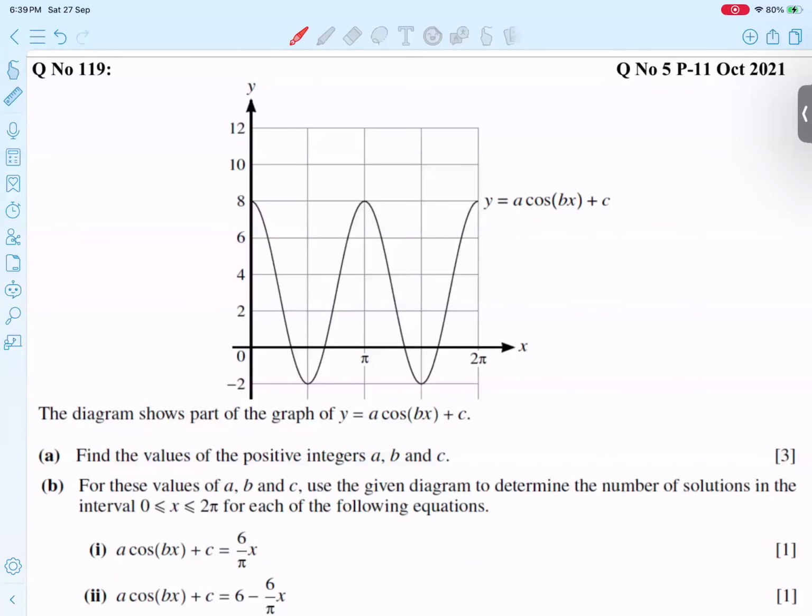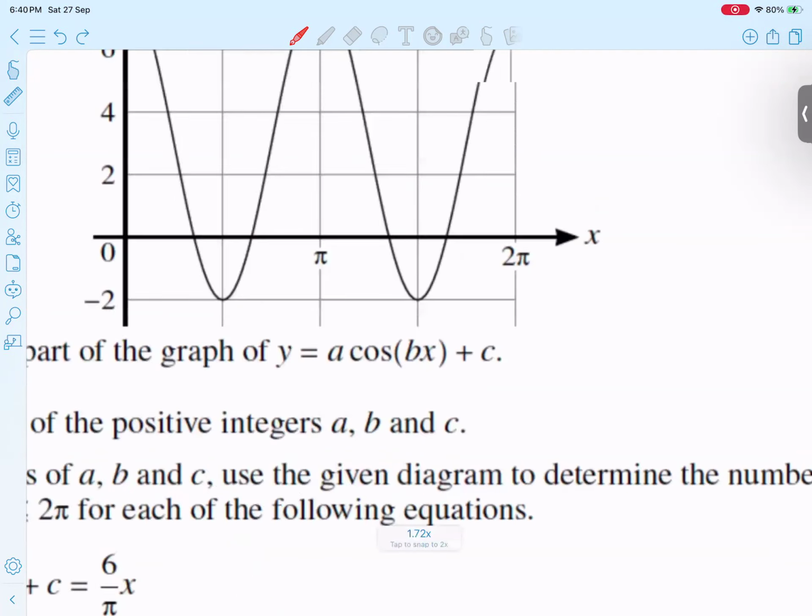Bismillah ar-Rahman Rahim. This is October 2021, variant 11, question number 5 in the paper. And the question we have here, students, y is equal to a cos bx plus c. And first of all, we have to decide what is a, what is b, and what is c.